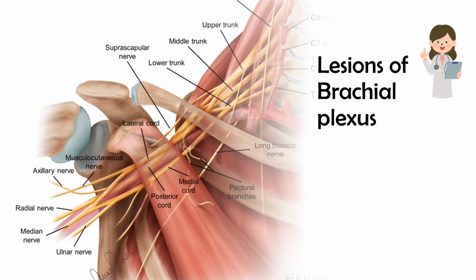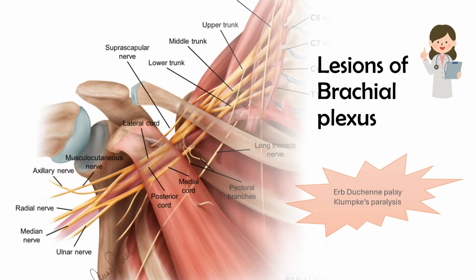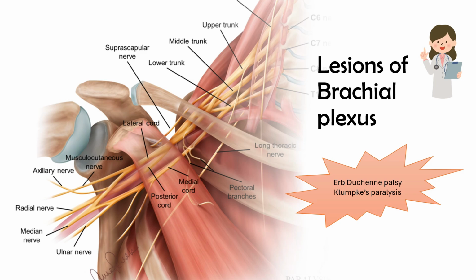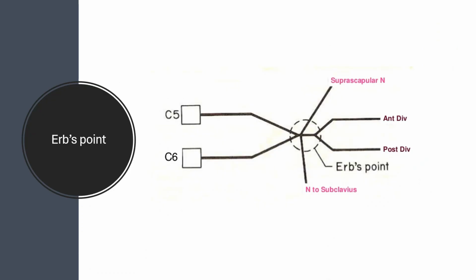There are two lesions of brachial plexus. One is the Erb's palsy, also known as Erb-Duchenne palsy, and Klumpke's paralysis. So before we get into the lesions, let us try to recall some of the anatomical concepts of brachial plexus. One is the Erb's point. So what is this Erb's point?